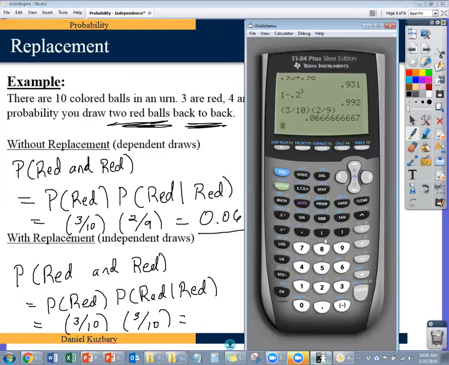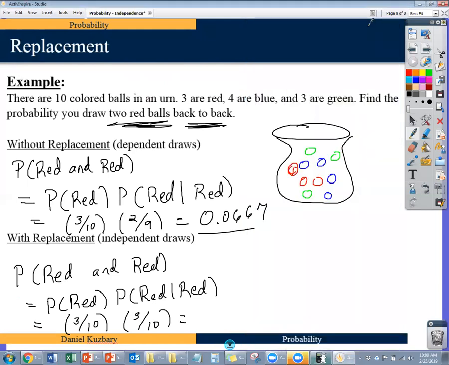Let me do this in my calculator real quick. So 3 over 10 times 3 over 10 is going to be 0.09, which is a little bit bigger than this one. And that actually should be bigger, because in the first draw I've got 3 reds, and the second draw I've got 3 reds, whereas here the first draw I have 3 reds, the second draw I only have 2 reds left, and there's only 9 balls left, so that's a little bit smaller than 3/10.